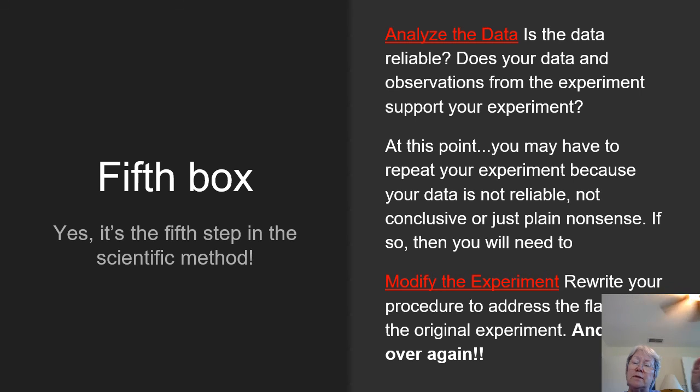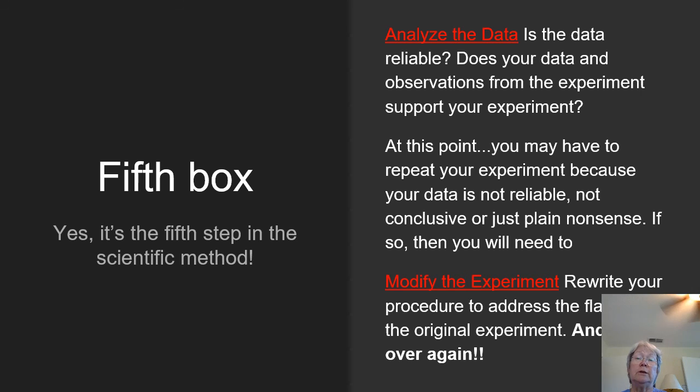So analyze the data goes on the long line in the big box, and then modify the experiment goes in the smaller box that's down below the big box and to the right. All right? Hopefully that makes sense. And yes, this is the fifth step in the scientific method. And sometimes you have to go backwards and repeat the experiment, gather more data, analyze that data, and hopefully you corrected the experiment and now you have something that makes sense.